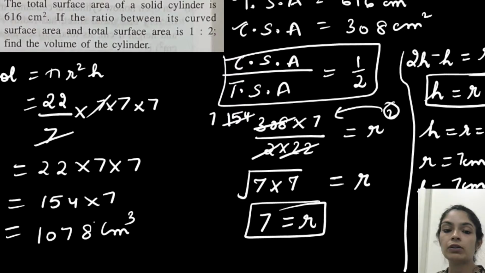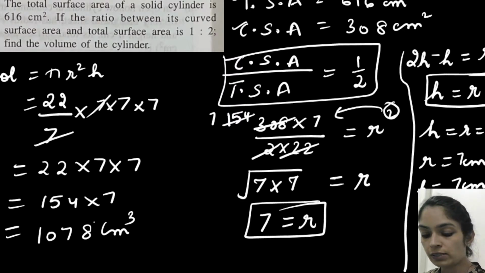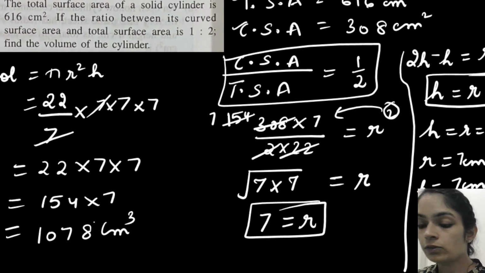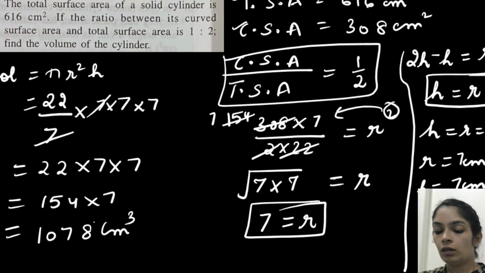As I've told you, whenever you are sending the answers, you just write the unit along with it, because it's not just a number, we are doing mensuration. So it is 1078 centimeter cube. Anika has also sent the unit along with that. Very good. Yatin has also sent. So good. I hope you have understood.